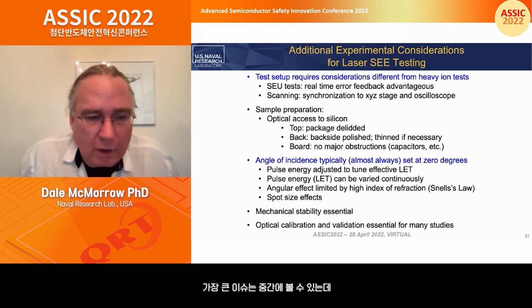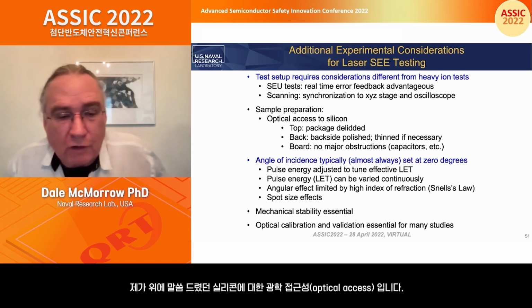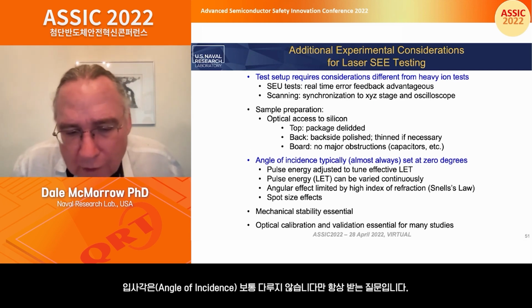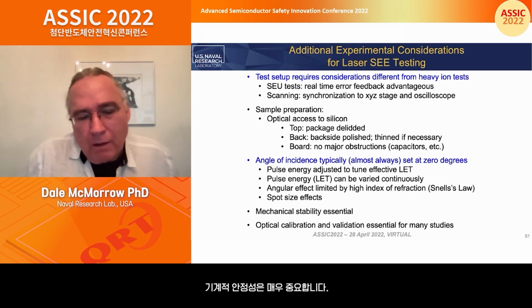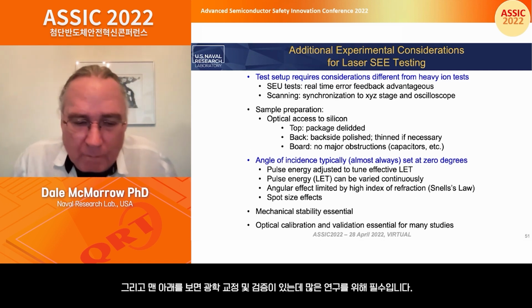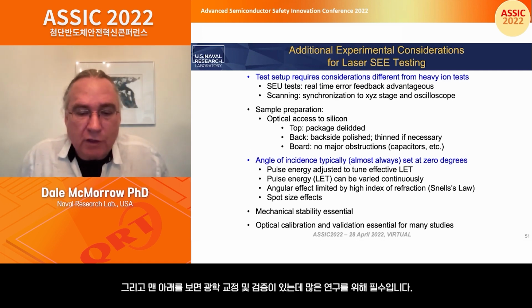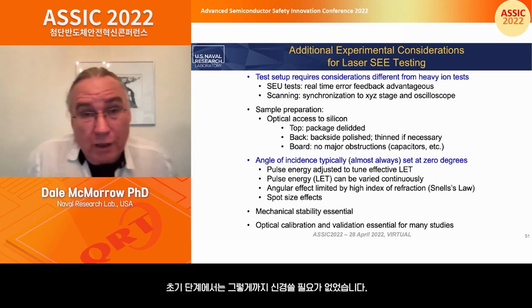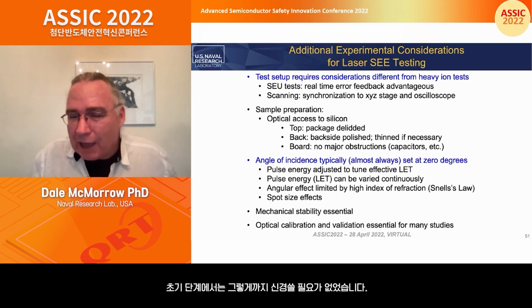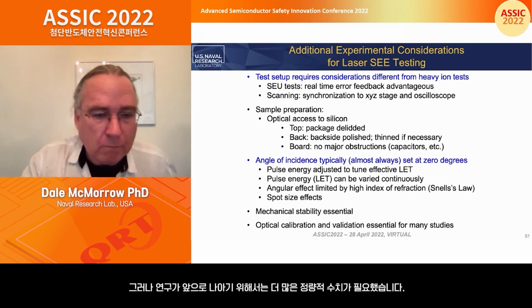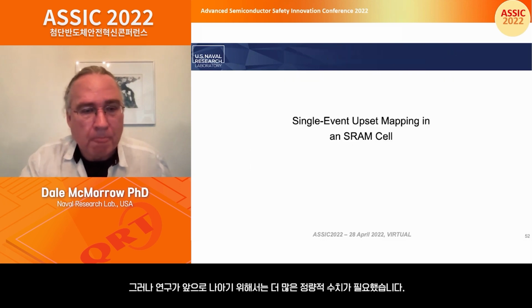The biggest one in the middle, optical access to the silicon, I just talked about. Angle of incidence is a question we always get. You usually don't deal with it. Mechanical stability is a big deal. And then at the very bottom, optical calibration and validation is essential for many studies. Early on, it wasn't, and we didn't really care. We didn't need that, but the more we've moved forward in the field, the more we need quantitative numbers.